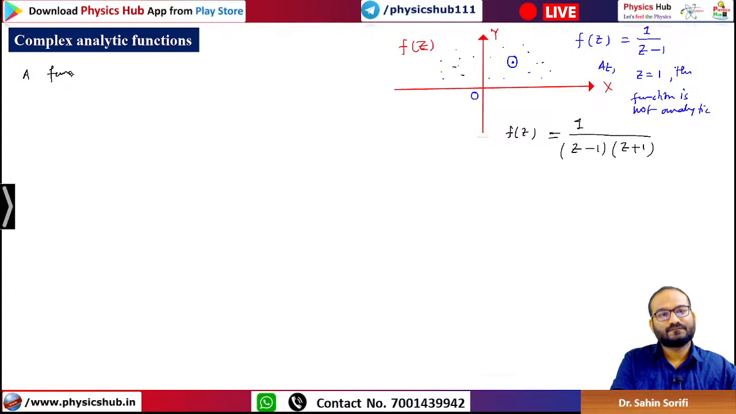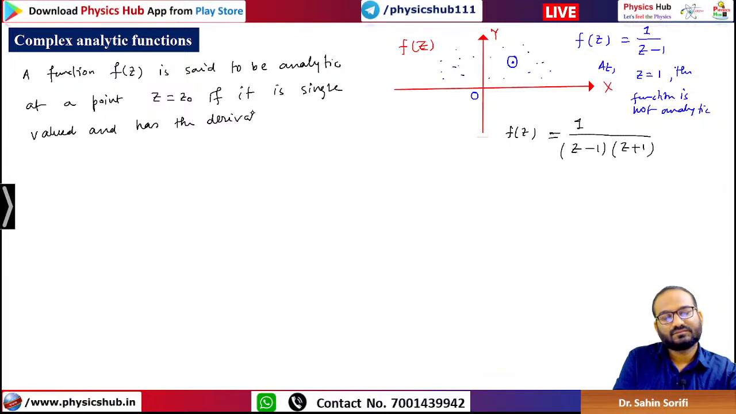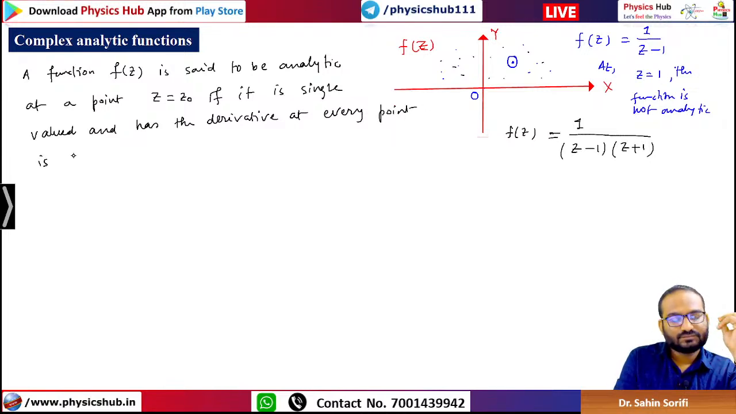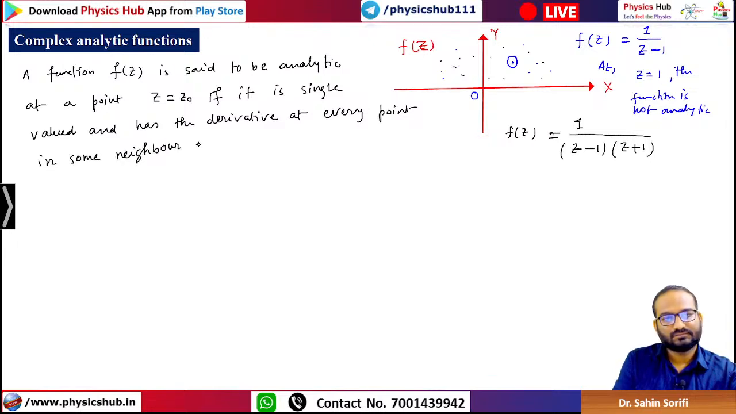So a function f of z is said to be analytic at a point z equals z0 if it is single valued and has the derivative at every point in some neighborhood of z0.